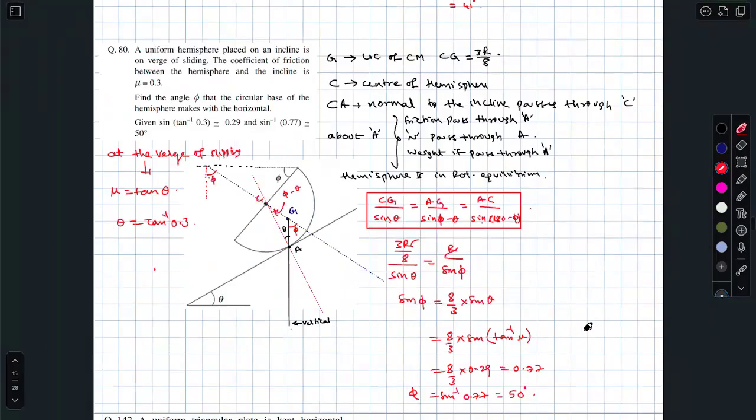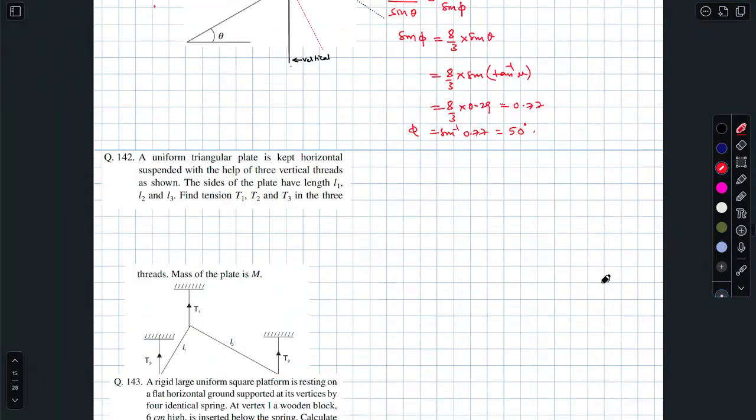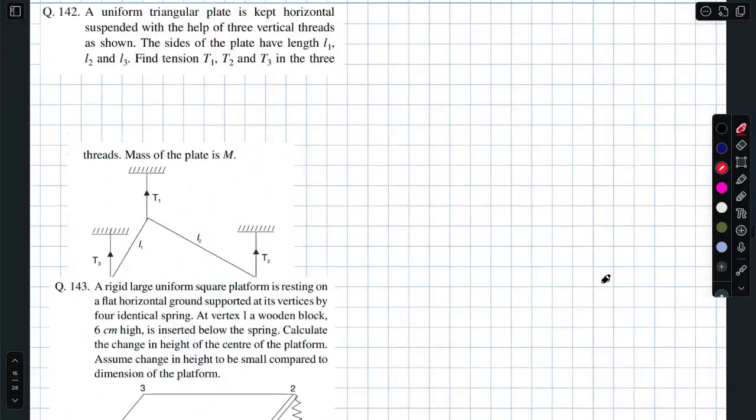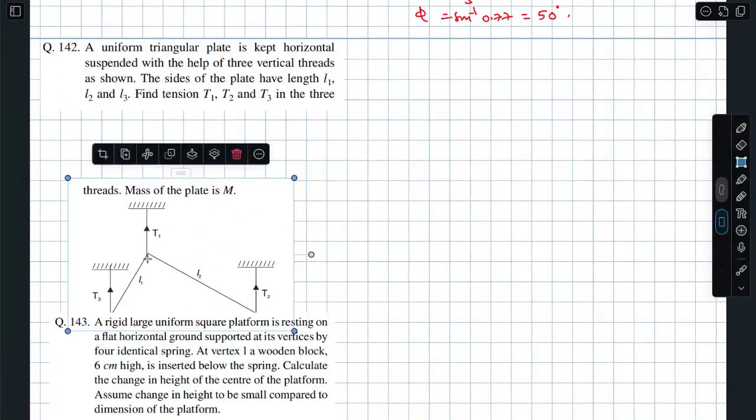This is a very standard question. You can have this question repeatedly asked in your future course. Any doubts? Right. This is also a simple question. It won't take much time.